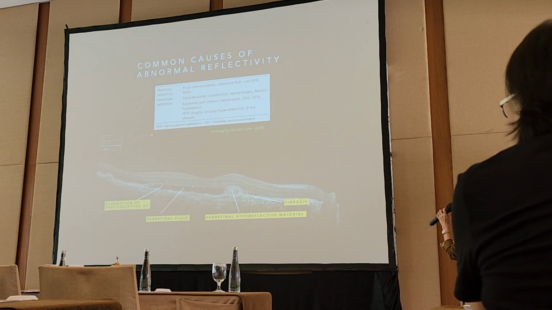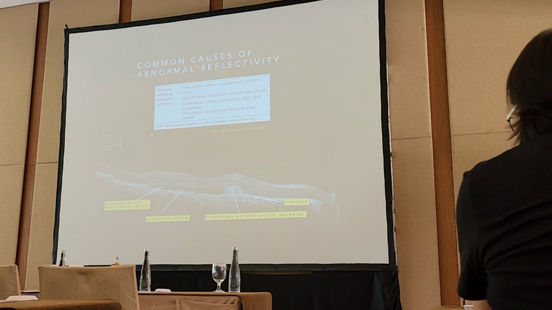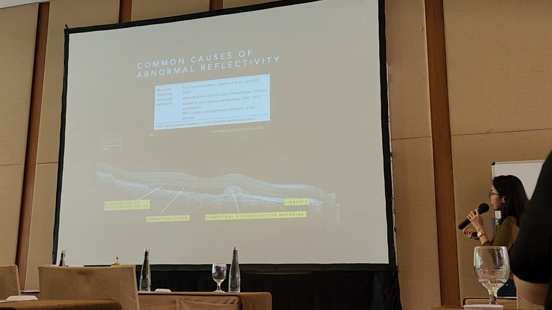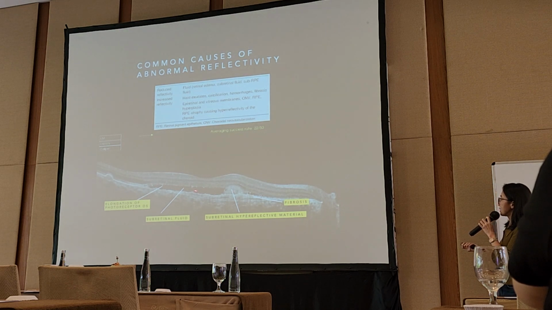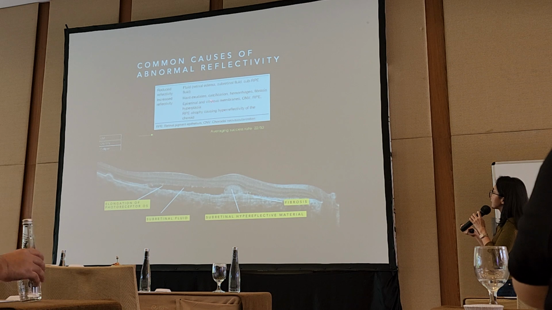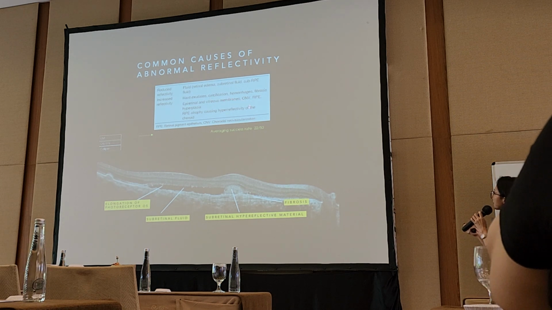Okay. These are the common causes of abnormal reflectivity on the OCT. So if you have a reduced reflectivity, it may be fluid, like this. This is like a dark, hollow area over here. This could be fluid. Or increased reflectivity, for instance, hard exudates, calcification, hemorrhages, or fibrosis.